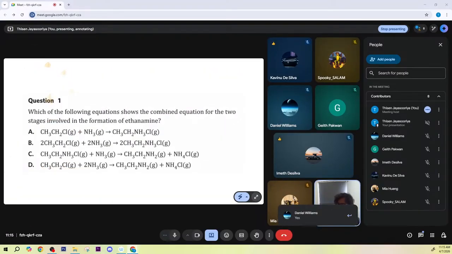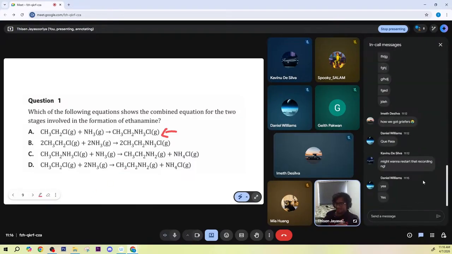Perfect. So here, which of the following equations shows the combined reaction for the stages involved in the formation of an ethylamine? Right. So which one of these is the combined equation to form the ethylamine? Who thinks it's A? Give me thumbs up if you think it's A. Or just type your answers in the chat if you want to do that instead. Is it A, B, C, or D? Type your answer in the chat.